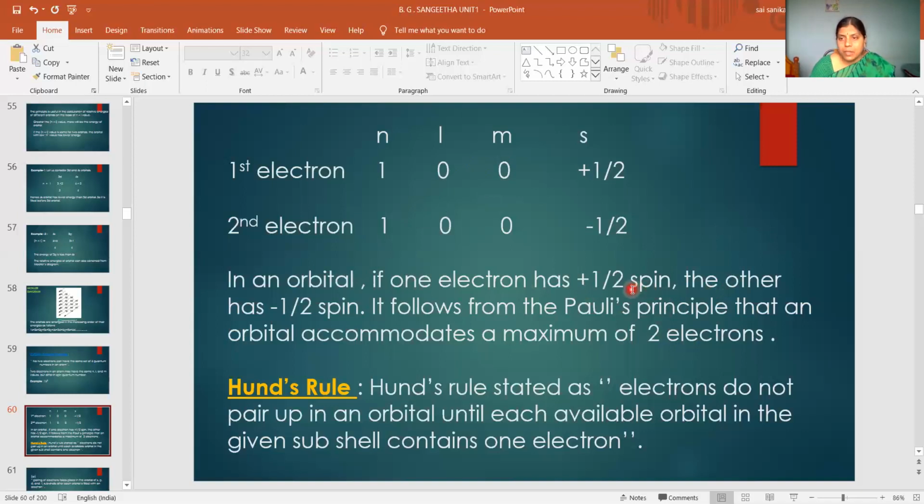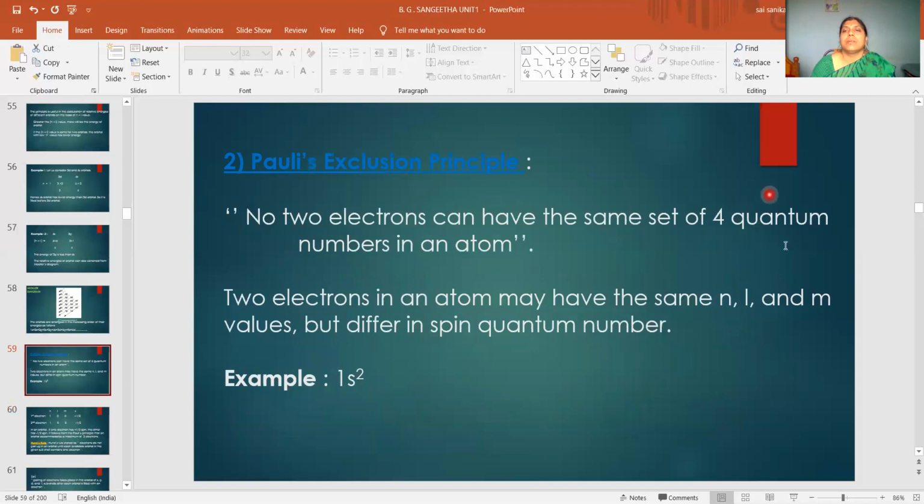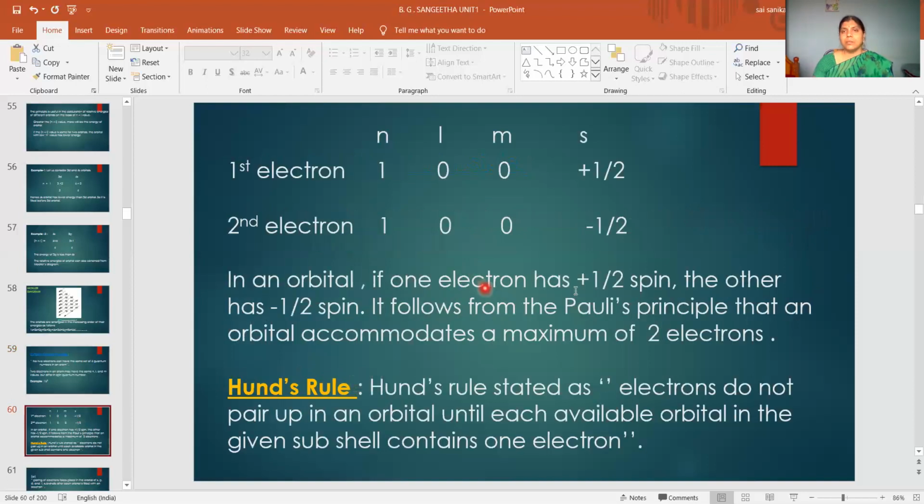Okay, this is Pauli's exclusion rule. No two electrons in an atom can have all four quantum number values the same. That means the electrons present in an atom cannot have all four quantum number values the same. If the first three quantum numbers are the same, the last quantum number, s, must be different. Okay, that is about Pauli's exclusion rule.